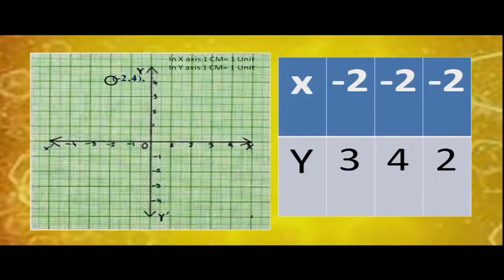Now see, have a look at the graph. The point here is (-2, 4). And let's have another point, that is (-2, 3). That means x is equal to -2 here. So we can have the graph of this equation, and another point is (-2, 2). So the line through these 3 points is AB.